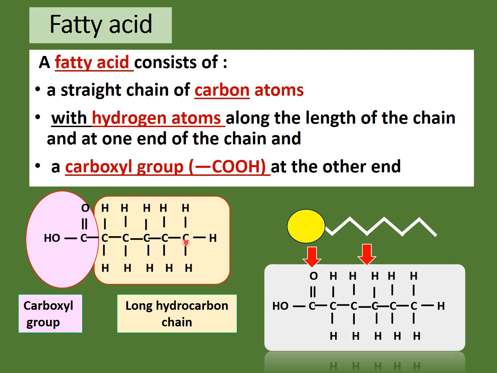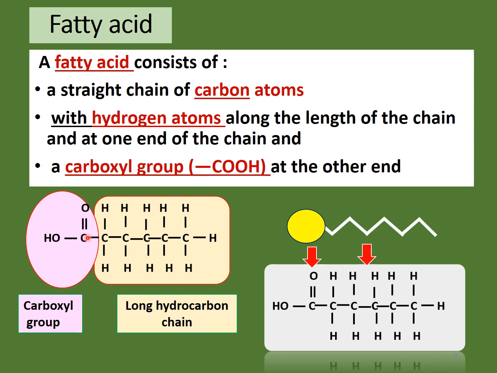And also there's a hydrogen atom at one end of the chain here. Okay, so this is called the hydrocarbon chain. Hydro means hydrogen and carbon is carbon. So the hydrocarbon chain consists of the carbon and hydrogen atoms. Then at the front end here, you have a different group of atoms.